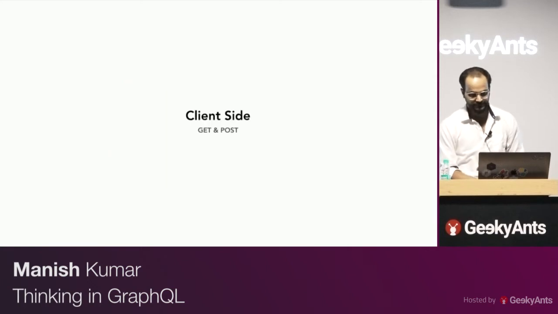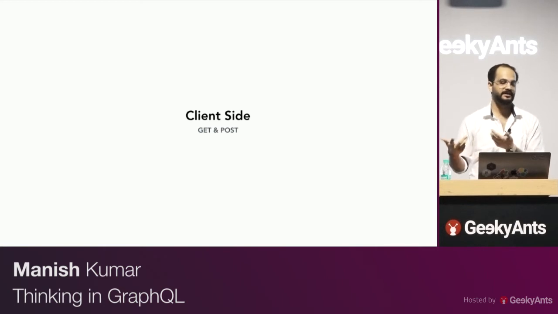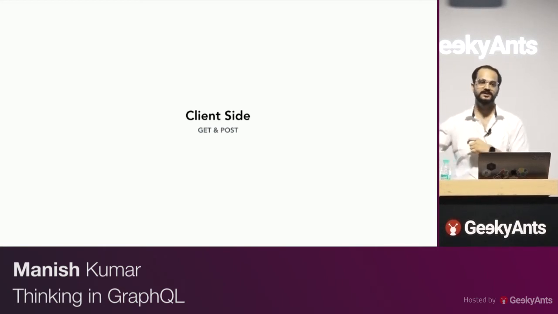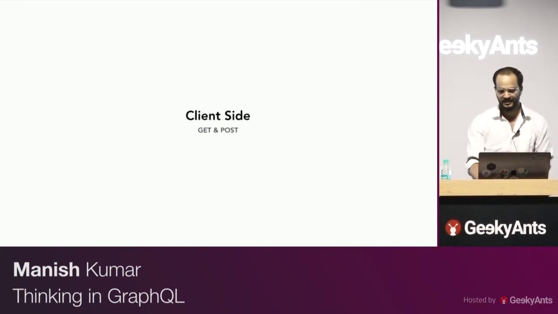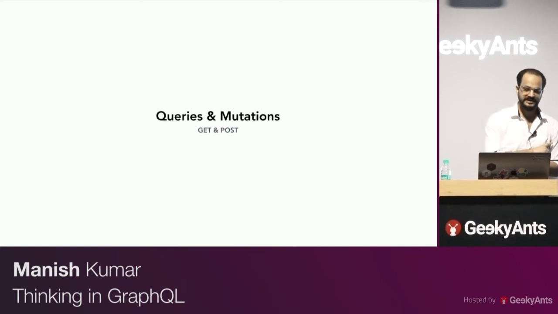So yeah, let's talk about client side. Currently we do two things, right? Get and post. I mean, we have other things: put, patch, delete, but then who cares? No one. These days, mostly it is around get or post. For any kind of queries we do get, and for any kind of mutations, any kind of side effects on the server, I do a post. Correct? So the comparison on the GraphQL side is queries and mutation.